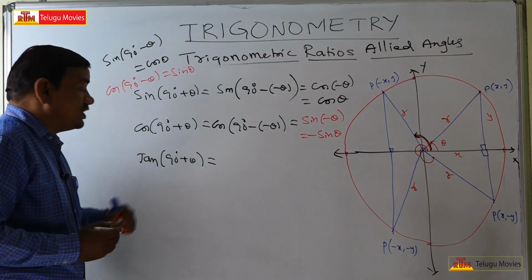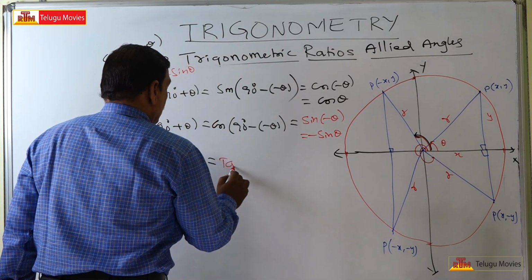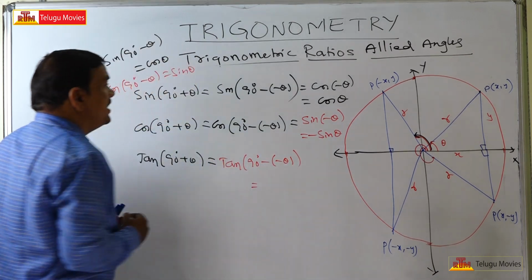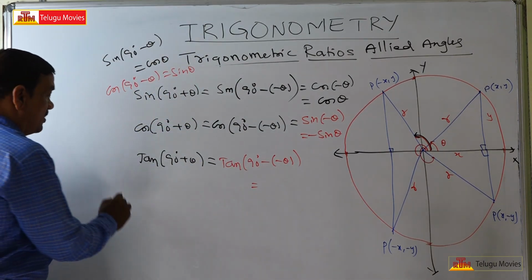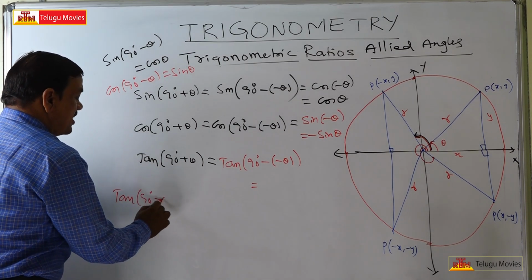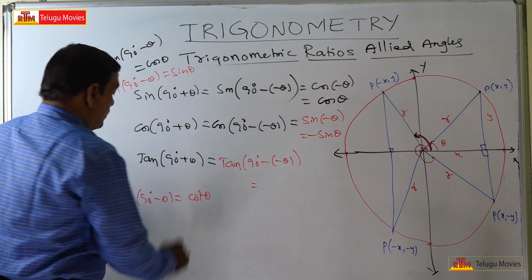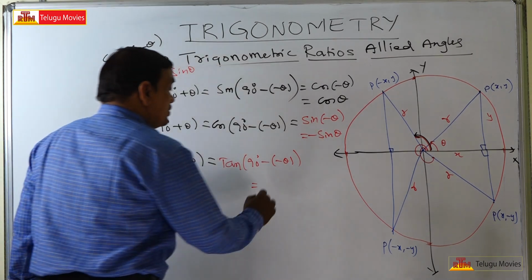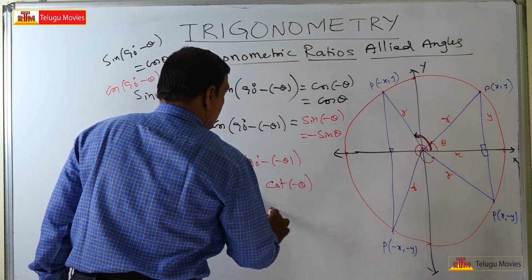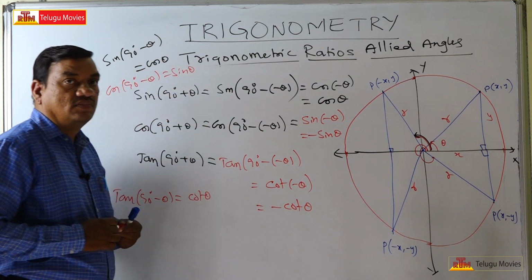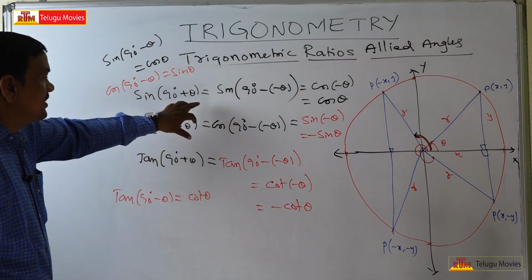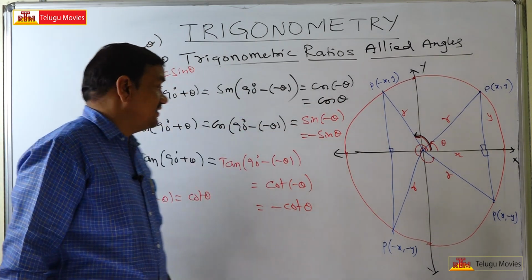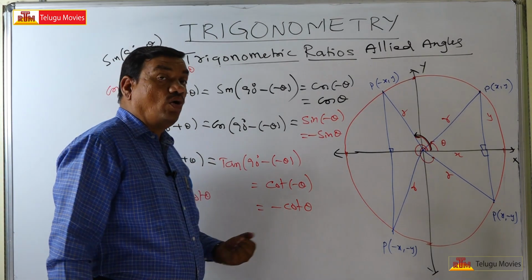Okay. Now, the next one, tan of 90 degrees plus theta. That is tan of 90 minus of minus theta. Just now I explained that tan of 90 degrees minus theta is equal to cot theta. So this is equal to cot of minus theta, that is equal to minus cot theta. From this what can you say? Sin of 90 plus theta is equal to cos theta. Cos of 90 plus theta is equal to minus sin theta. Tan of 90 plus theta is equal to minus cot theta.